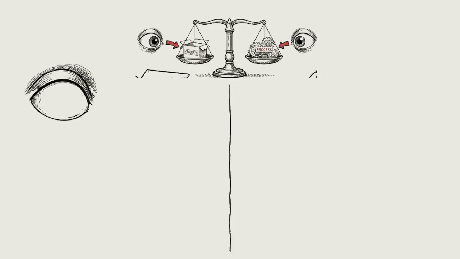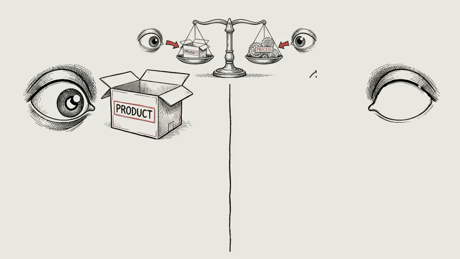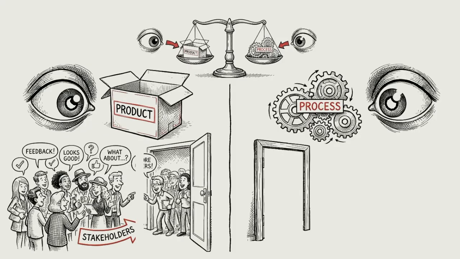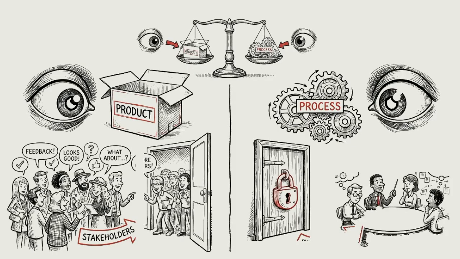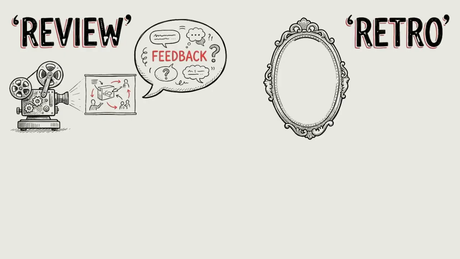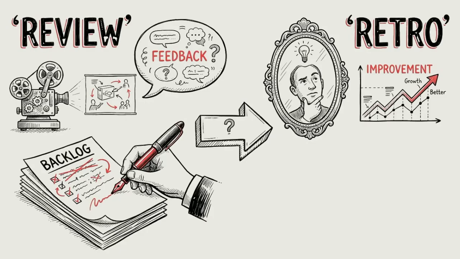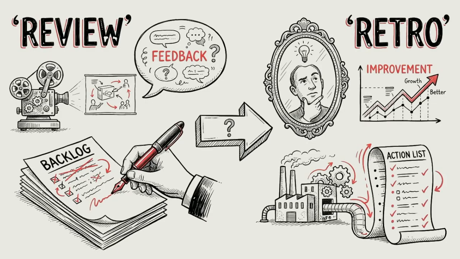Now let's compare them side by side. Sprint review focuses on the product while retro focuses on the process. Sprint review includes stakeholders while retro includes only the Scrum team. Sprint review is about demo and feedback while retro is about reflection and improvement. The review may update the product backlog while retro creates improvement action items.